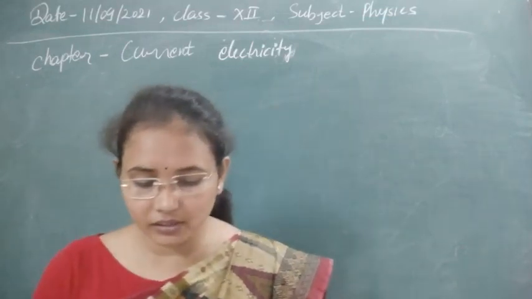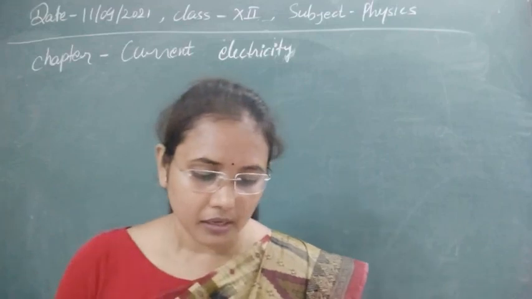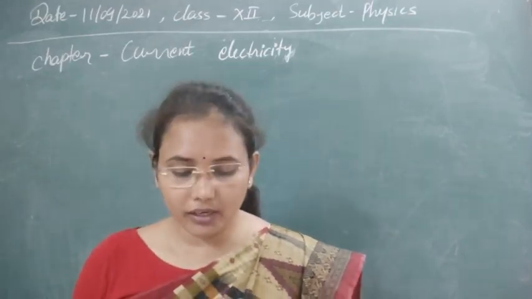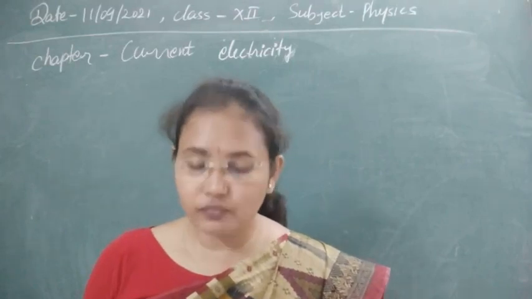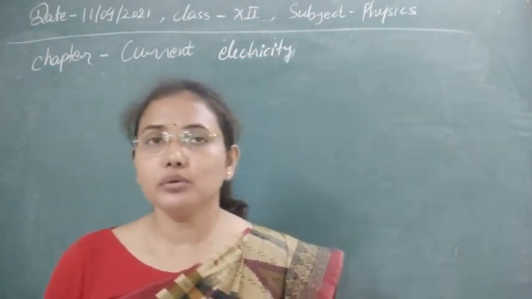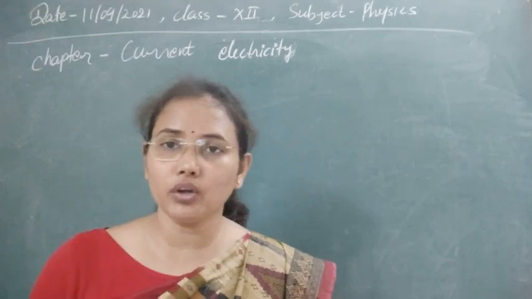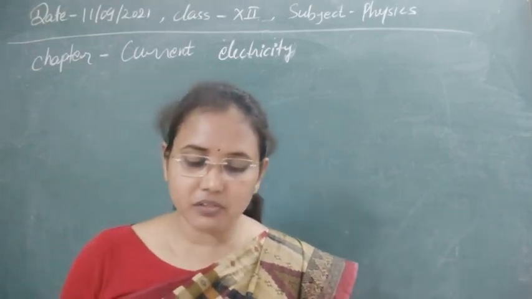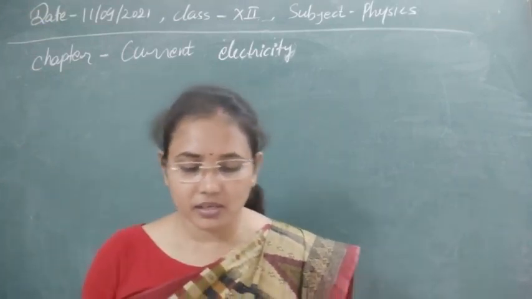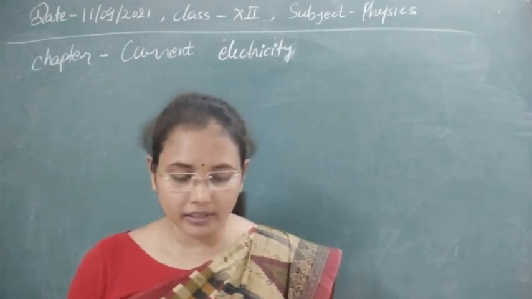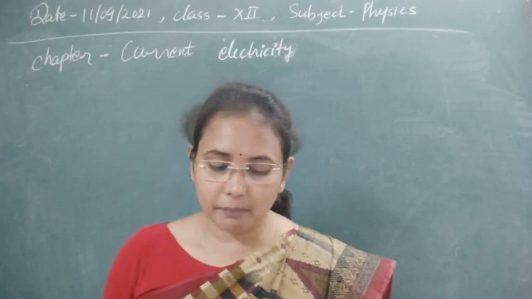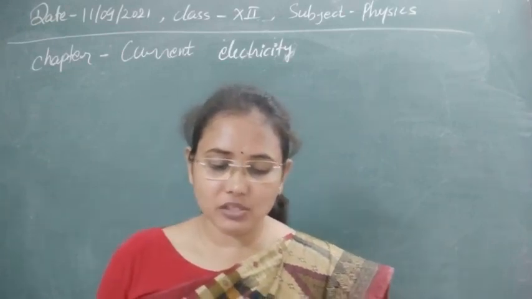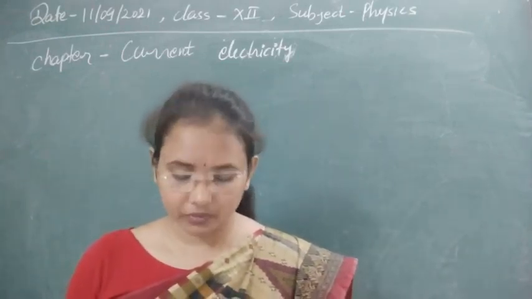The first question that I am going to take today: 3 bulbs of 40 watt, 60 watt and 100 watt are arranged in series with 220 volt. Try to just listen to the question, you can note it also. So here 3 bulbs are given that have powers 40 watt, 60 watt and 100 watt, and they are arranged in series with the 220 volt supply. Then which bulb has minimum resistance?